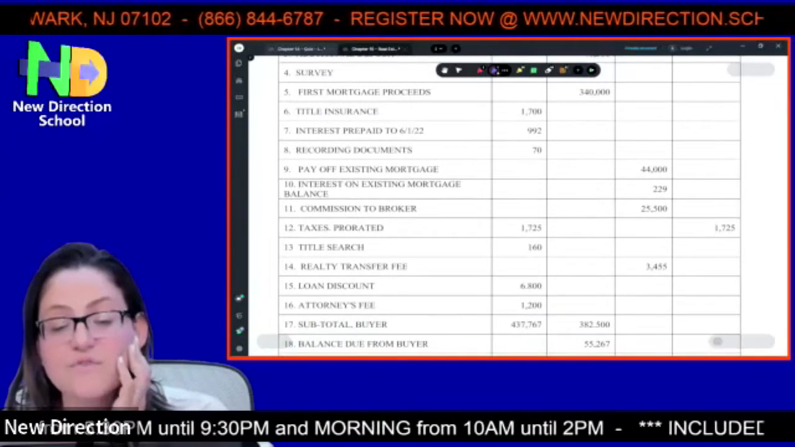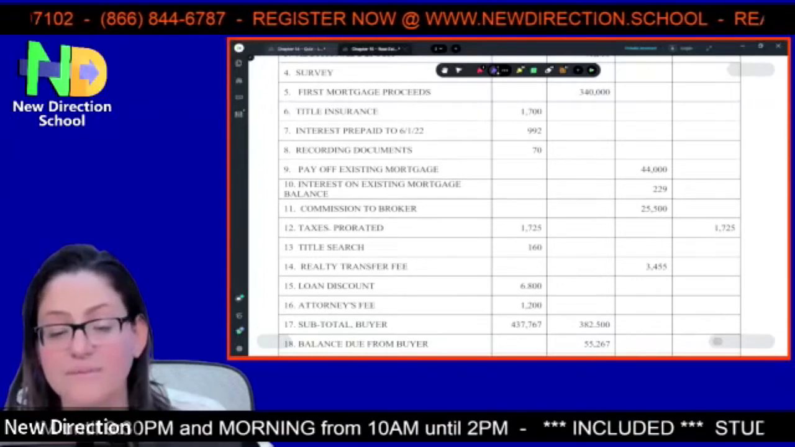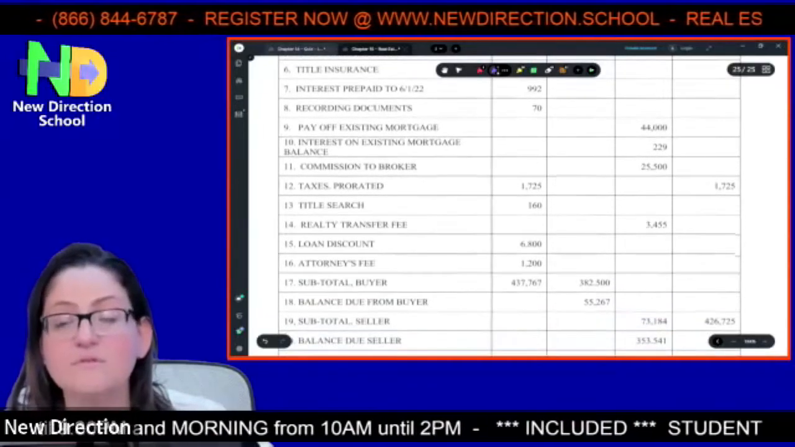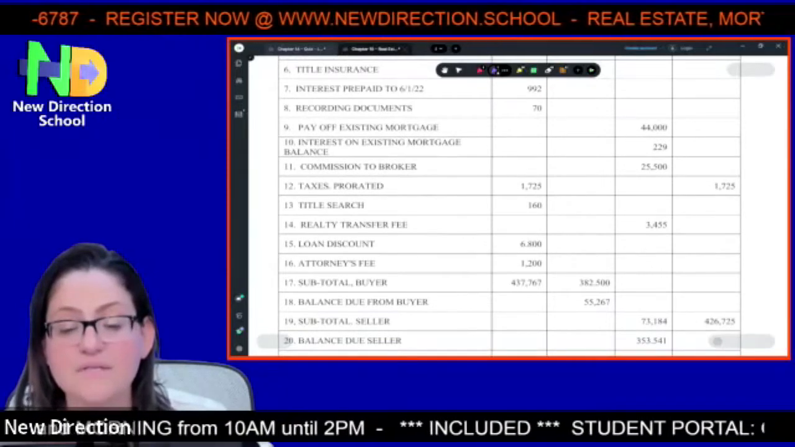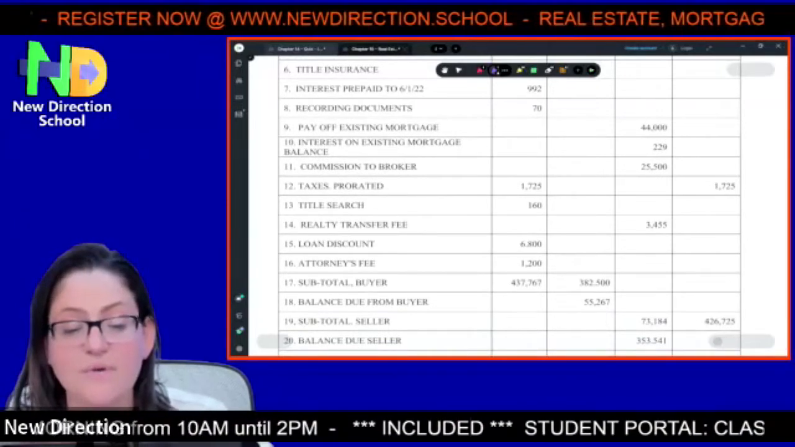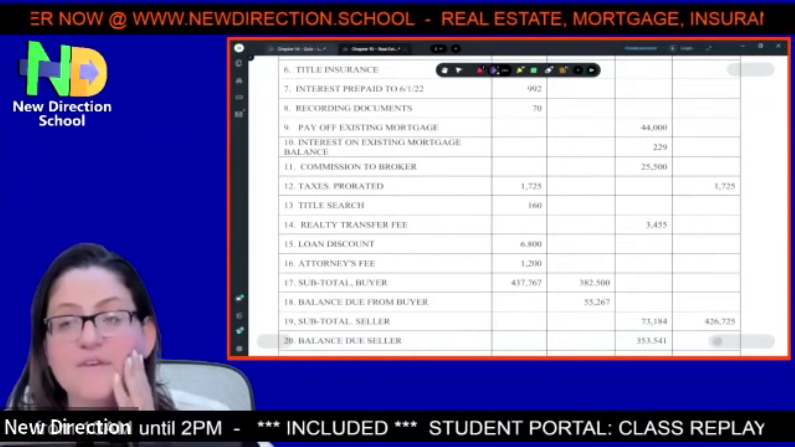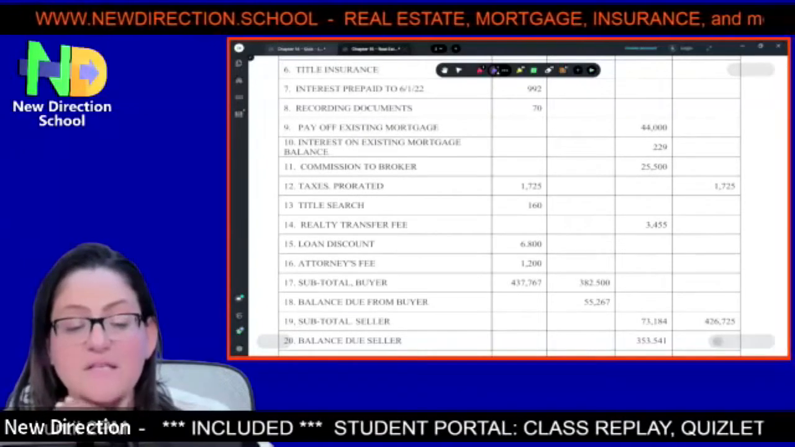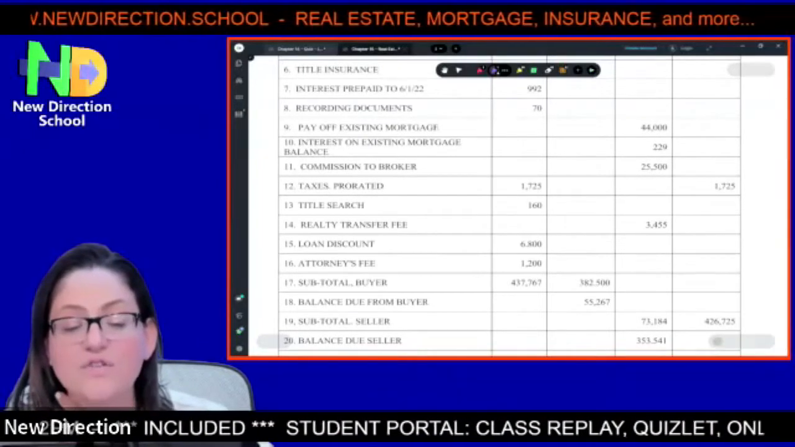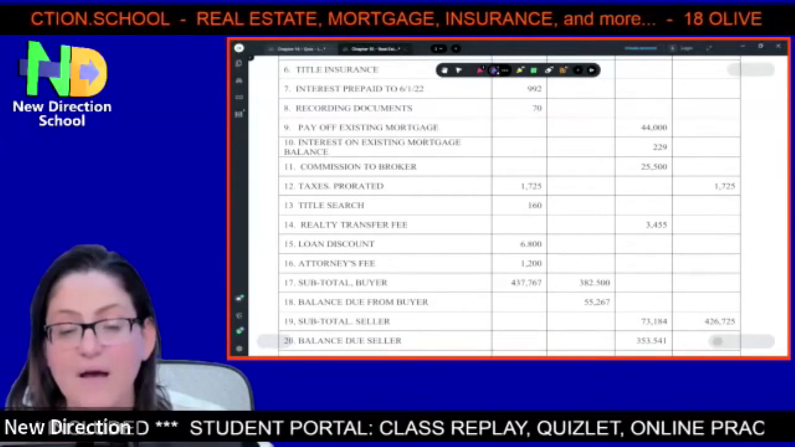Title search, $160, a debit to the buyer. Realty transfer fee, it's a debit to the seller. Loan discount, it's a debit to the seller, $6,800 to the buyer. Attorney fee, $1,200, a debit to the buyer. Subtotal buyer, $437,767. It's a debit to the buyer.